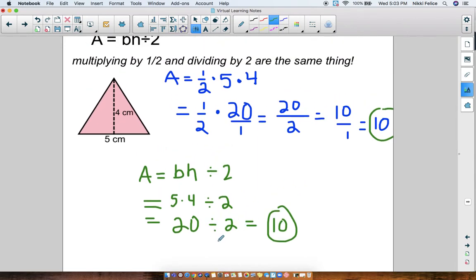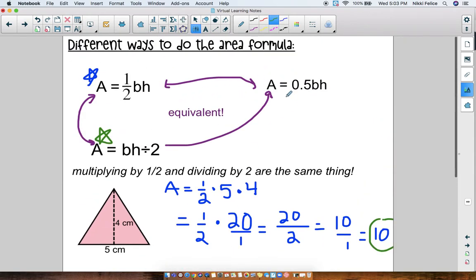So the only time this would be hard is if maybe you had an odd number here, like 21 divided by 2. Isn't quite as easy, so maybe then you would have wanted to use either this version or this version, but it doesn't matter. Whichever one you like is what you can do.